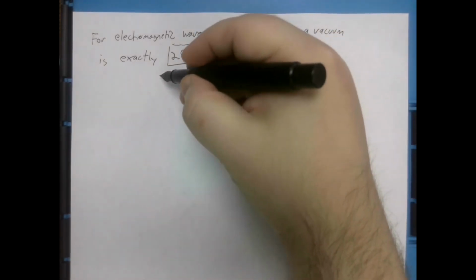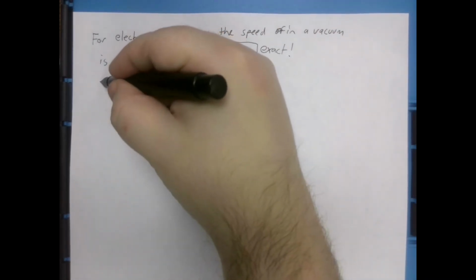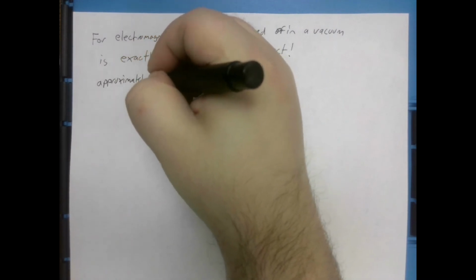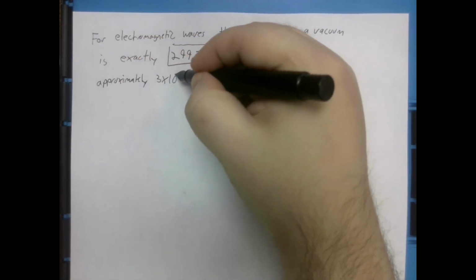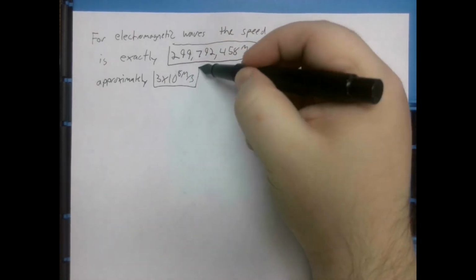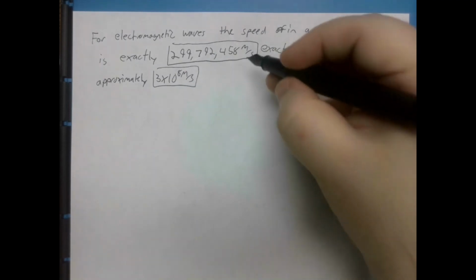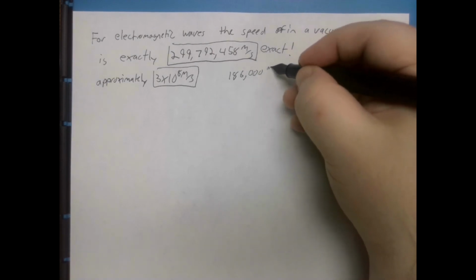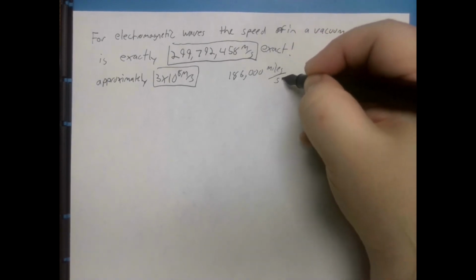It is approximate, and this is what we'll use. We'll use the approximate value, which is approximately 3 times 10 to the 8 meters per second. So we will use this value. It's also 186,000 miles per second.